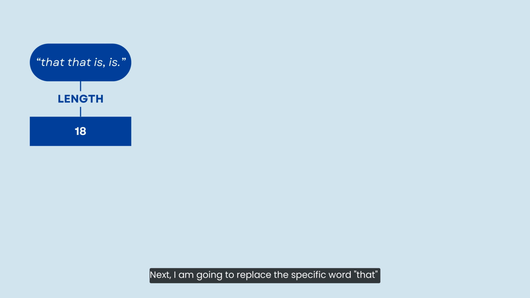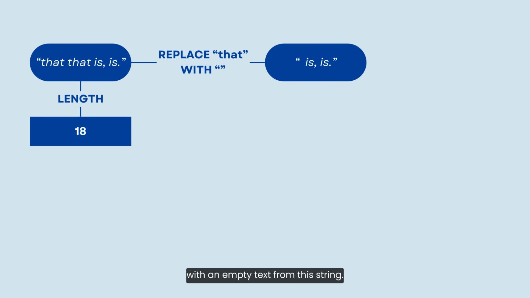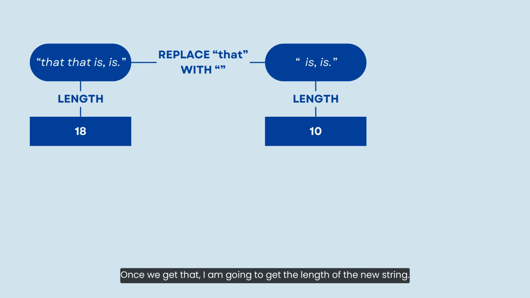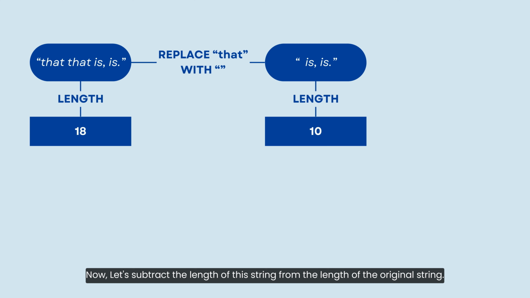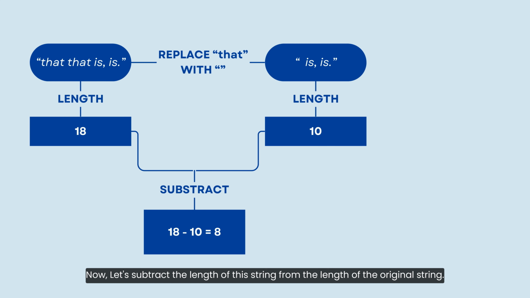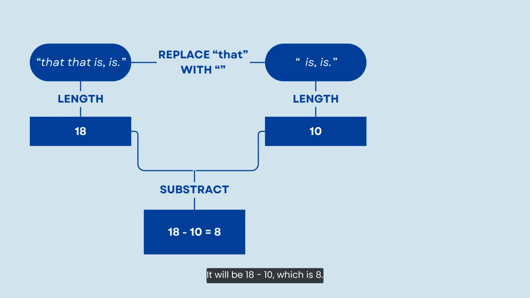Next, I am going to replace the specific word "that" with an empty text from this string. After replacement, the string will become like this. Once we get that, I am going to get the length of the new string. For this string, it is 10. Now let's subtract the length of this string from the length of the original string. It will be 18 minus 10, which is 8.